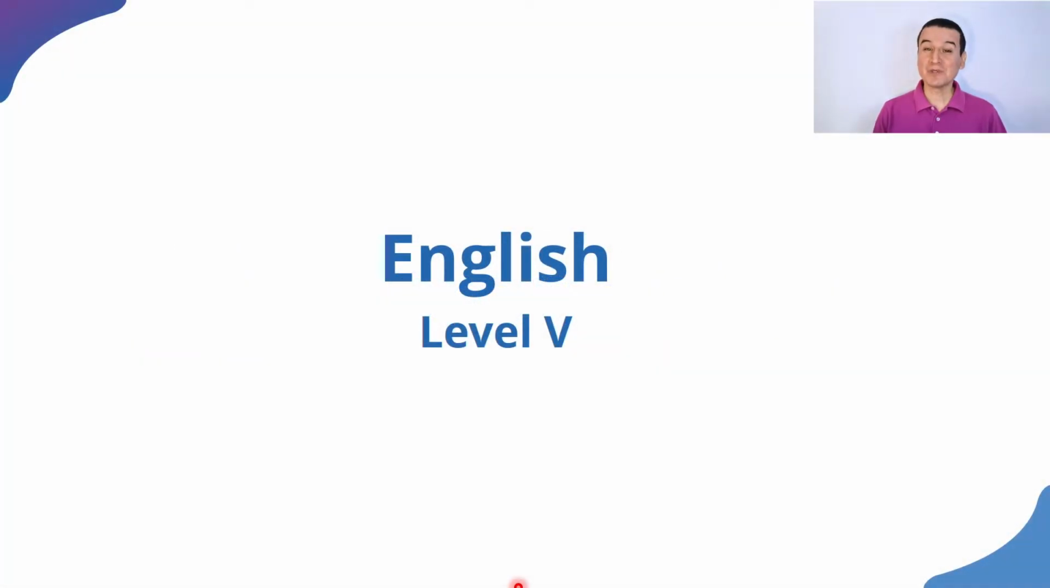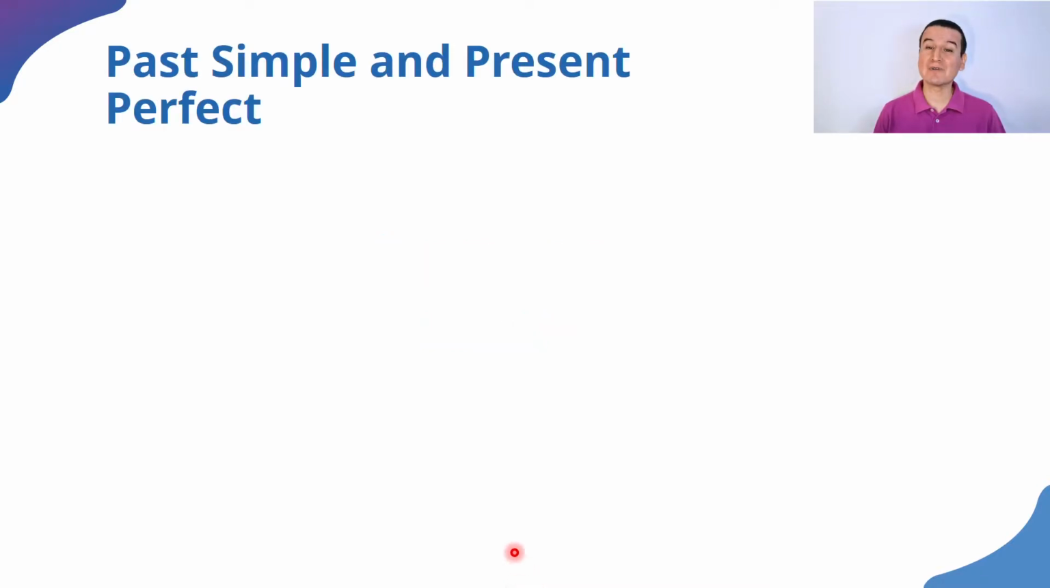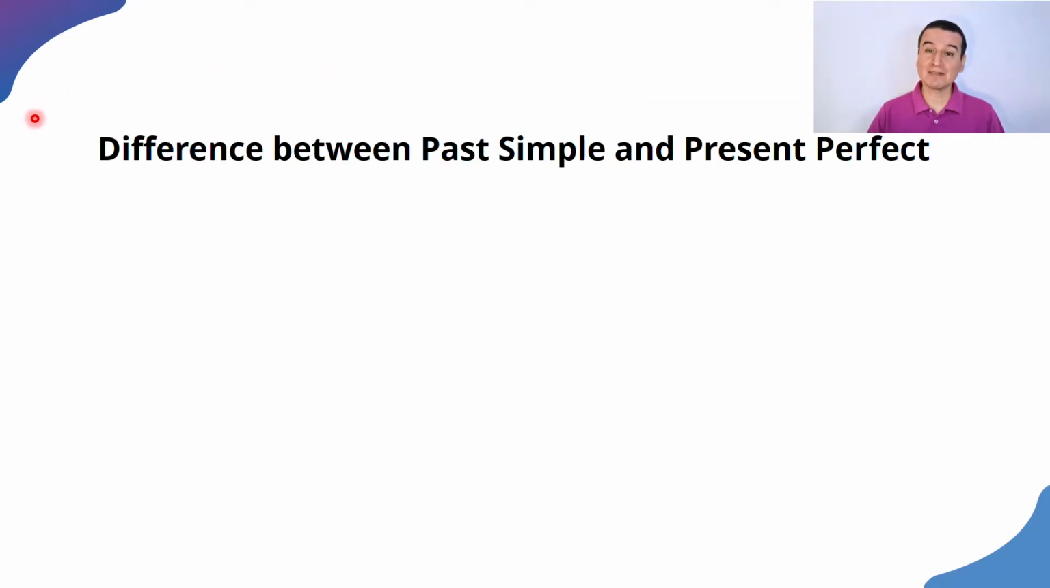Hi, welcome to this new section in which we're going to talk about two different verb tenses that we are going to use to describe actions in the past. And the title of this section is Difference Between Past Simple and Present Perfect.